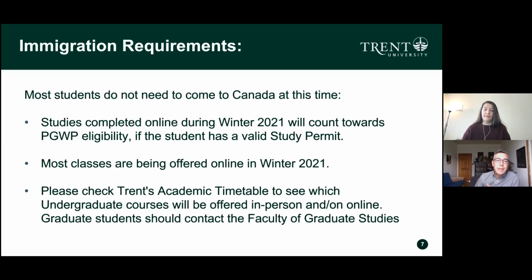The academic timetable, I hope most of the undergraduate students in the session today have seen. It's the spot where it will tell you what's being offered in person or online. Your best friend is Google always. If you just Google Trent academic timetable, you can find it really quickly. Or if you go into your My Trent portal and click on the register tab at the top of your screen, you can see the academic timetable there and the academic calendar.